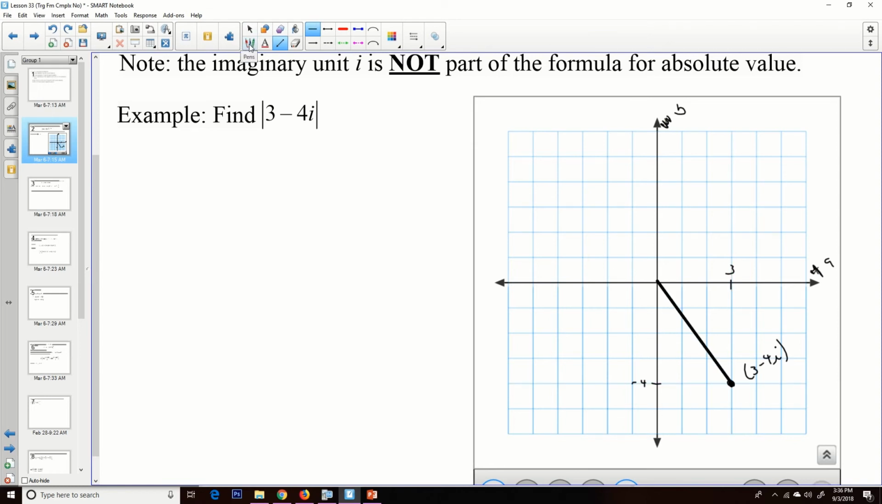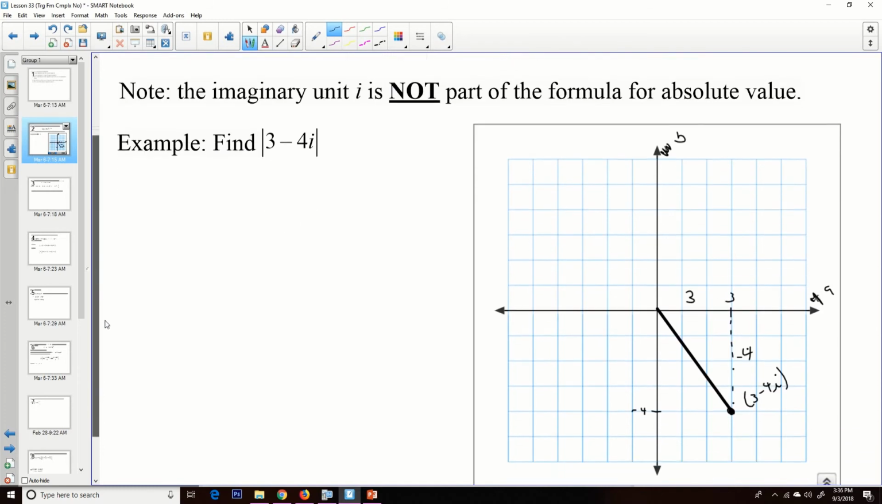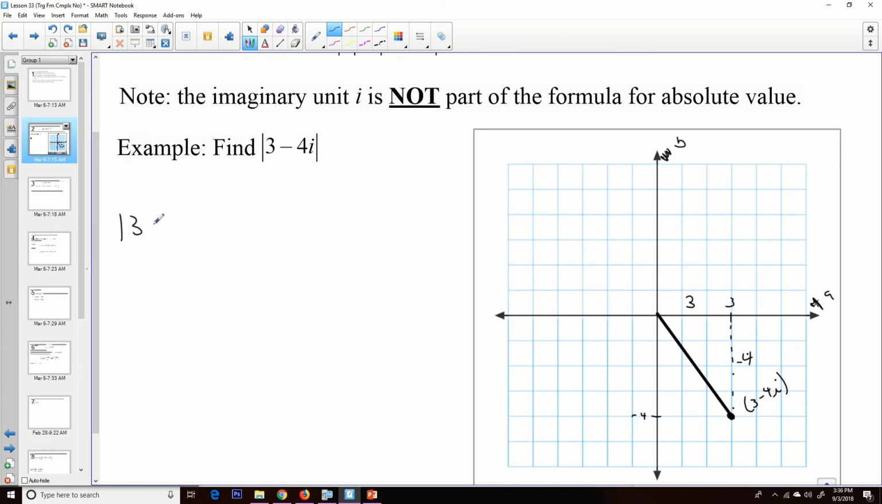Now we've found those distances quite often. This is 3. This is negative 4 right here. We have a right triangle. This thing right here is a hypotenuse. So notice this thing looks like the Pythagorean theorem because it is. So in this particular instance, the absolute value of 3 minus 4i is going to be the square root of 3 squared plus negative 4 squared, which is the square root of 25, which is just 5. So the absolute value of this one is 5. Since we have a square root, most of them aren't going to come out that nice. This is an elementary example.